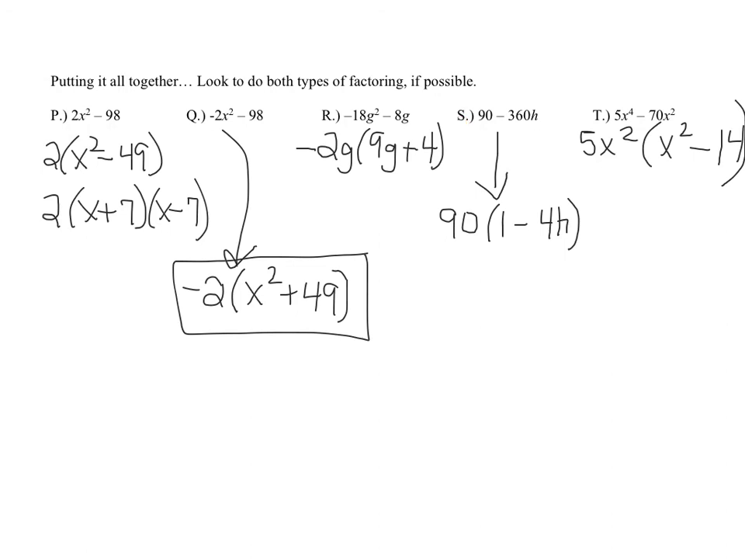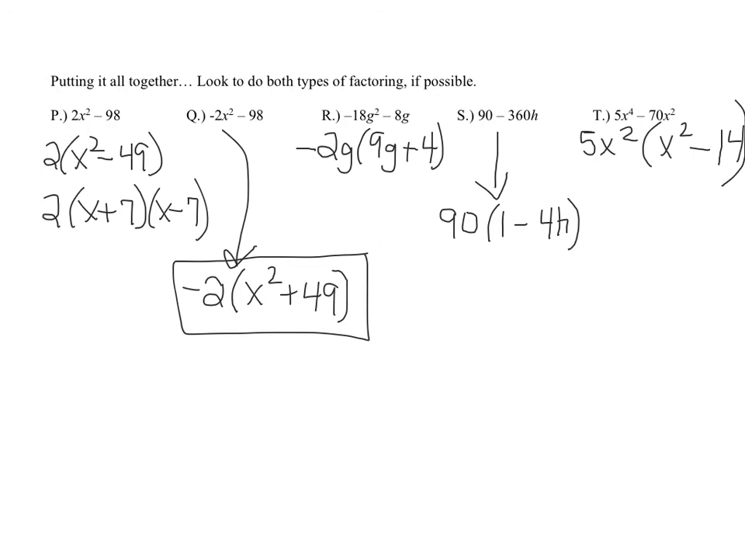And then S, don't let that mess you up. When I pull out the 90, you are left with 1 minus 4h. And your brain might go, but both of those are perfect squares. 1 and 4 is, but h is not. It has to be h squared, okay? T, all I could do was pull out 5x squared, and I'm left with x squared minus 14. 14 is not a perfect square, so that cannot be factored, okay? So you can only factor binomials if it's a perfect square minus a perfect square, all right?